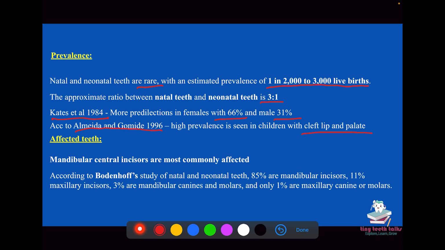Affected teeth: mandibular central incisors are most commonly affected. According to Bodenhoff's study of natal and neonatal teeth, 85% are mandibular incisors, 11% are maxillary incisors, 3% are mandibular canines and molars, and only 1% are maxillary canines or molars.